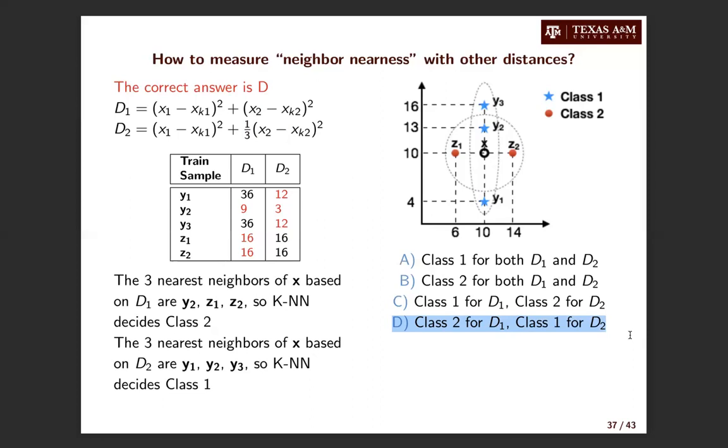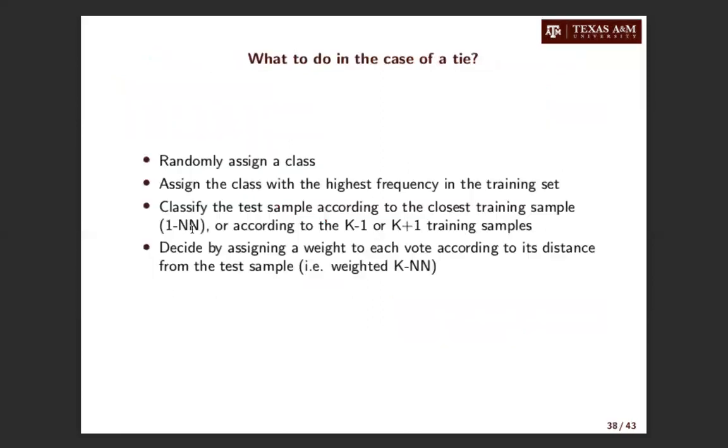If you would like to solve that example in a numerical form, you could go ahead and compute distances D1 and D2 between test sample X and all the training samples. These distances are denoted in this table. So you would find exactly the same thing. According to distance D1, the samples that have the closest distance to X are Y2, Z1, and Z2. And according to distance D2, the samples that are closest to X are Y1, Y2, and Y3.